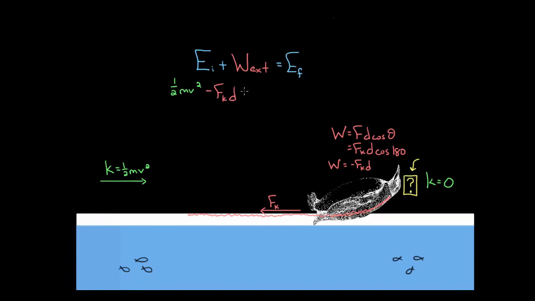We could set that equal to the final energy, but Walter ends with no kinetic energy, so there's no final kinetic energy to end with. There's no energy in our system to end with, in which case we find out something that might be obvious to you: 1/2 mv squared, the initial kinetic energy that Walter started with, has to equal, if we add to both sides, F_k d, the magnitude of the work done by friction.